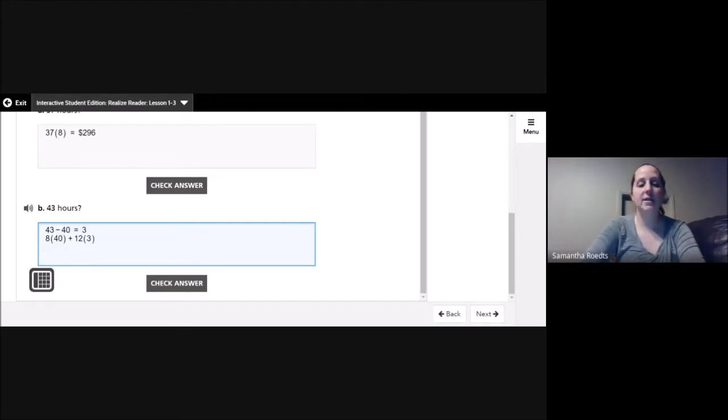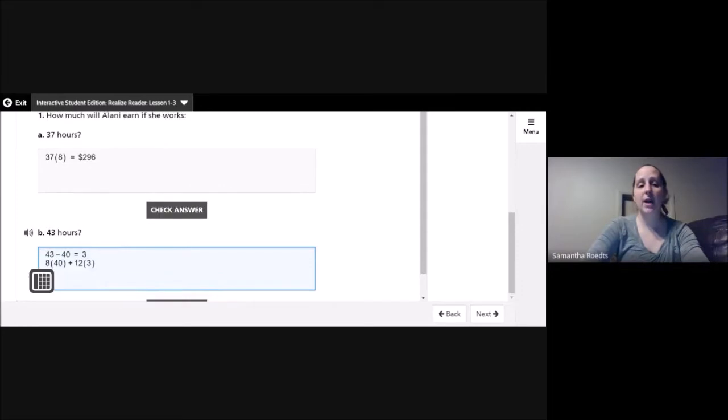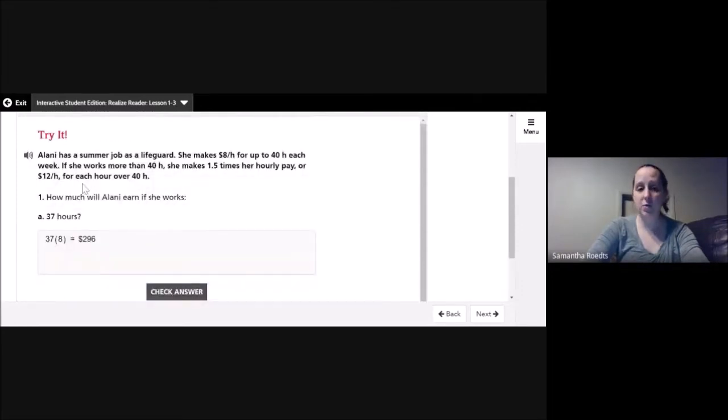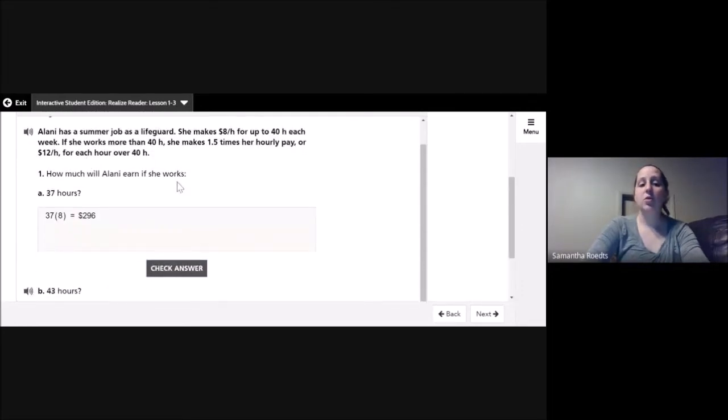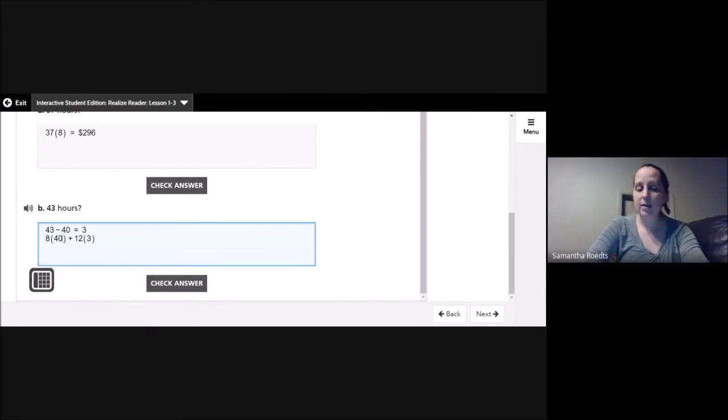Okay, so this is the $8 for 40 hours. That's the normal amount she gets paid. She gets paid $8 for up to 40 hours of work. Anything over that, remember, she earns $12 per hour. So she worked 3 more hours than her normal 40. So she gets an additional $12 for each of those 3 hours.